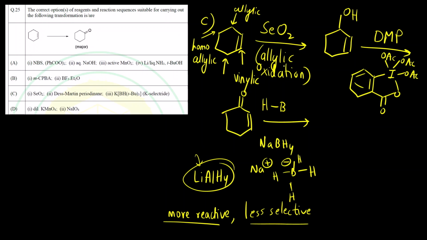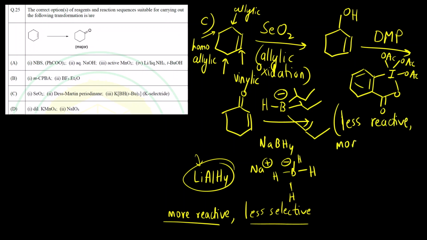But here they have done a modification. They will attach secondary butyl groups. These are bulky groups. You can see the size of this becomes bulkier. So now what will happen? It becomes less reactive and more selective. Selective means it will react with one functional group and it will not react with another.